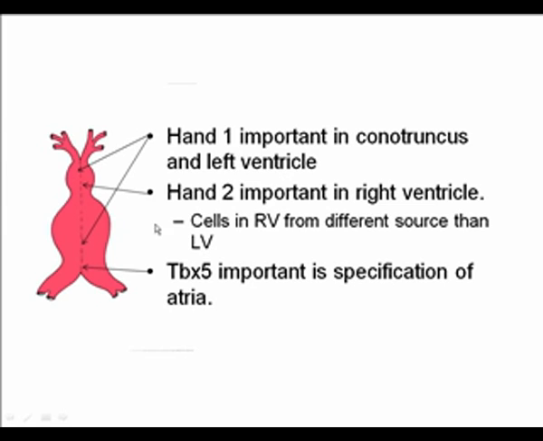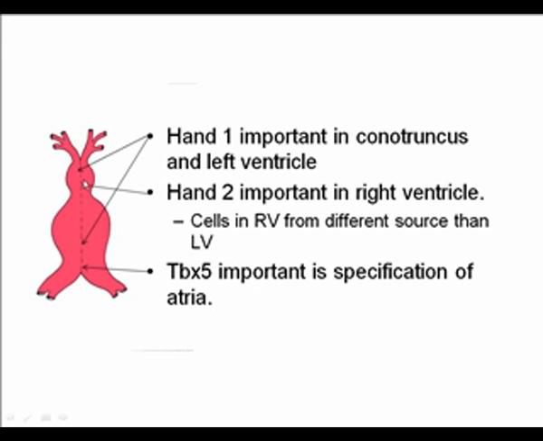In terms of the development of these different regions, it's been found that there are different genes that are expressed in different regions, so that in the conus and the left ventricle, HAND1 is important, and HAND2 is important for the development of the right ventricle. TBX5 is important, that specifies the atria.